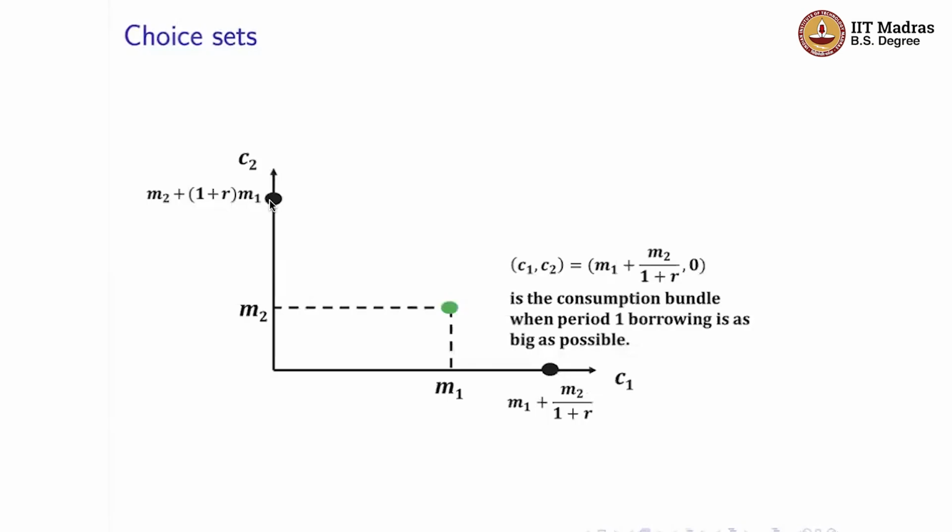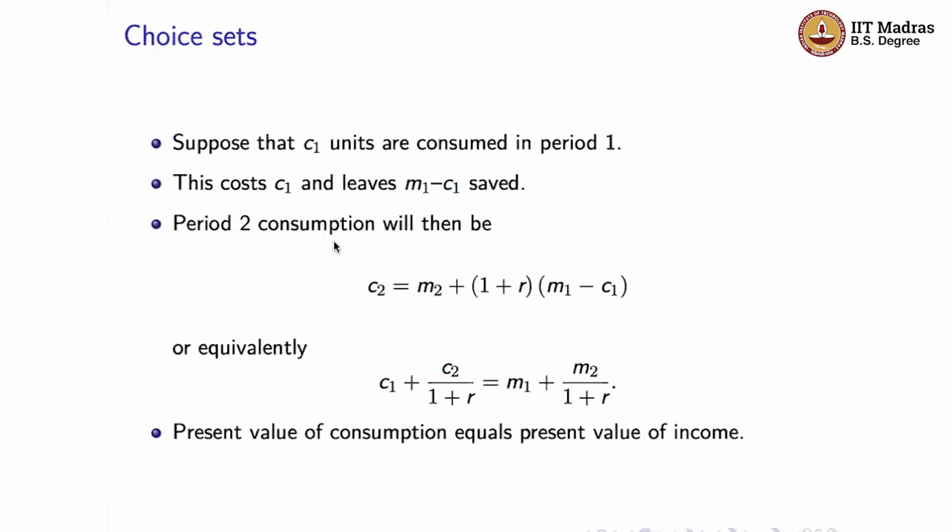So we have identified, by looking at different extreme cases, one where you are neither saving nor borrowing, another where you are not consuming anything in the first period and saving as much as possible, and the third one in which you are borrowing as much as possible. And all these 3 points are on the budget constraint. What about the other points where you are not in any of these extreme cases? We can also think about that.